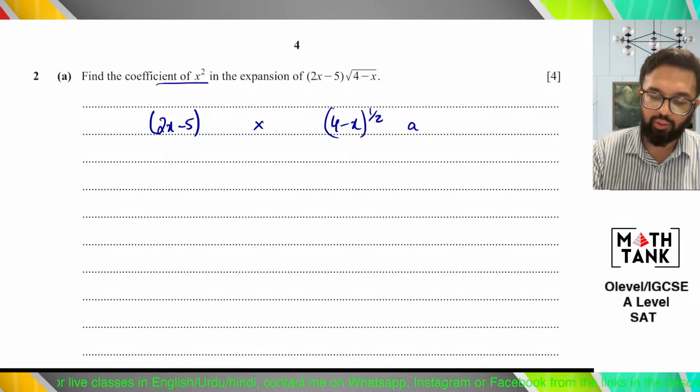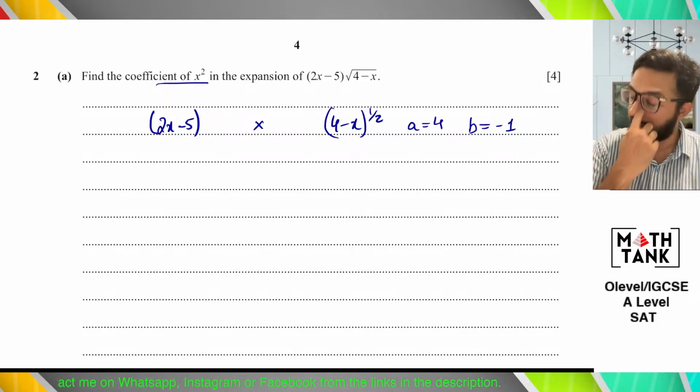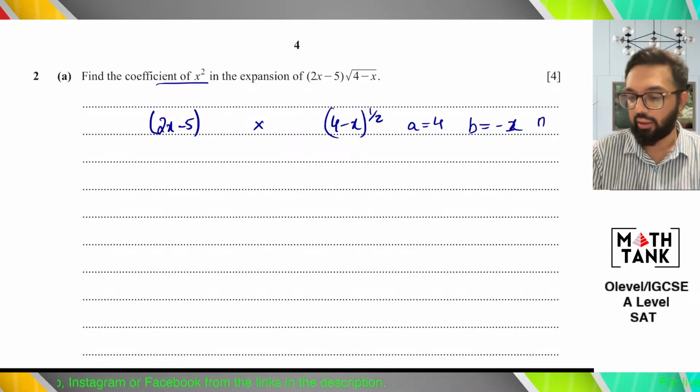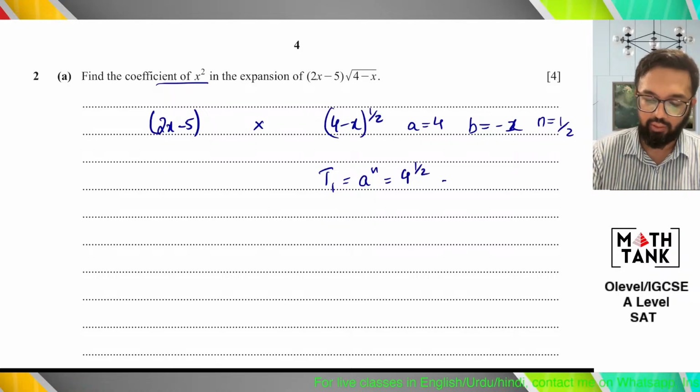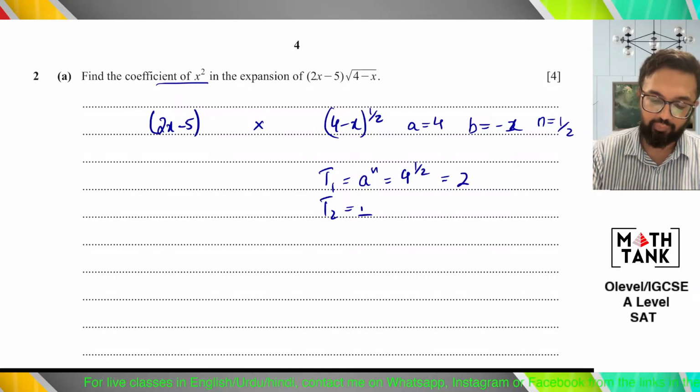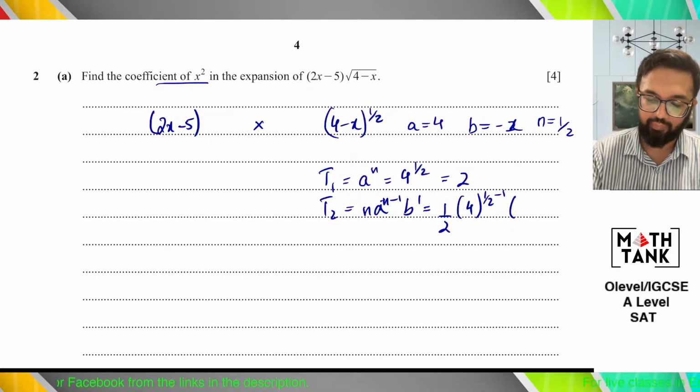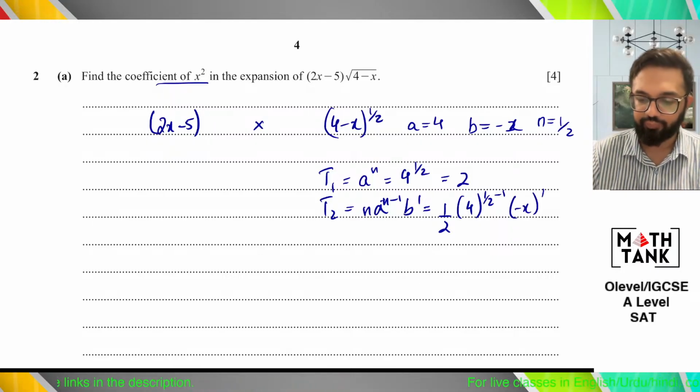This is a binomial that I will have to expand, 4 times (1 minus x) to the power n, and n is half. तो मैं जो formula use करता हूँ a power n, so 4 power half. That gives me 2. Then the next term is n a power n minus 1 and b power 1. So half, 4 power half minus 1, b power 1. तो बन जाएगा 1 minus 1 over 4x.